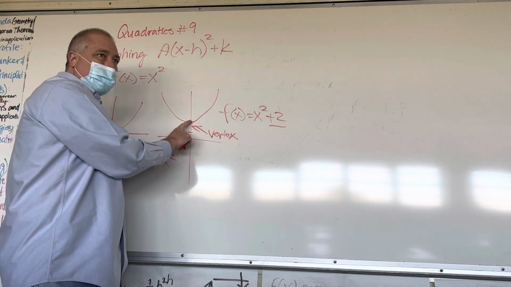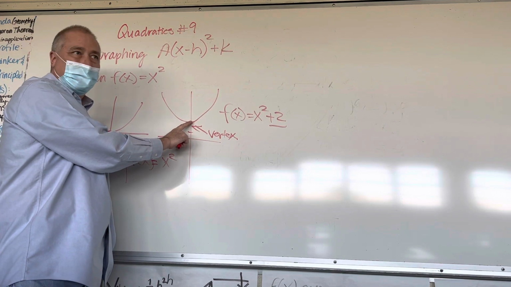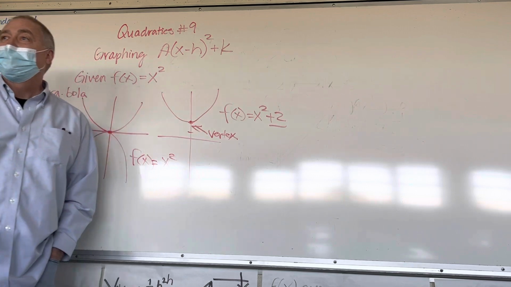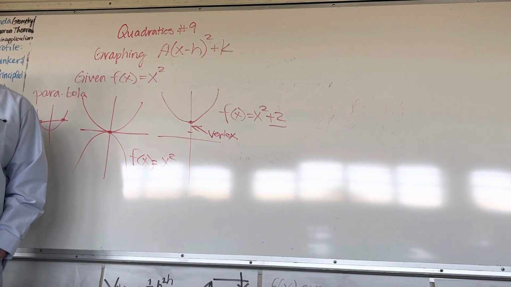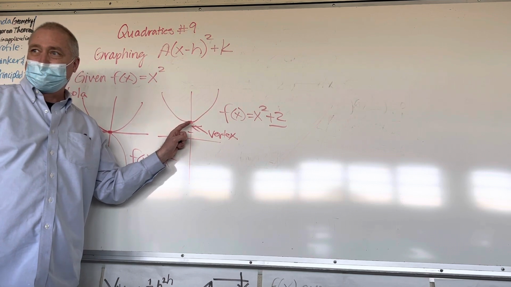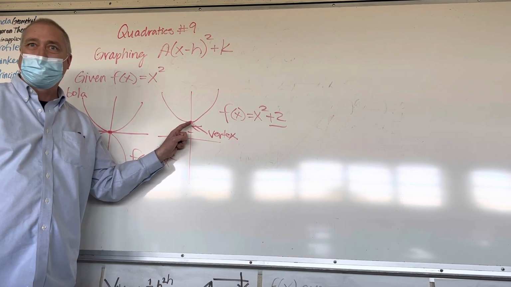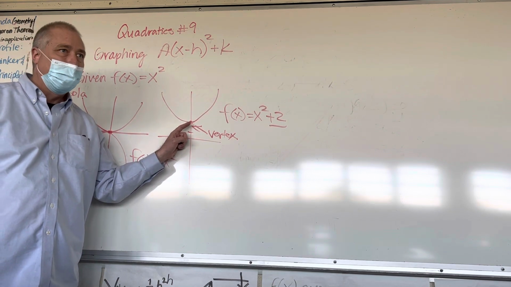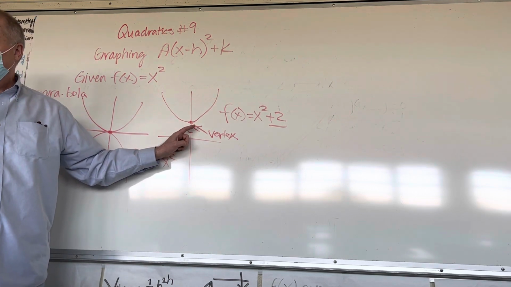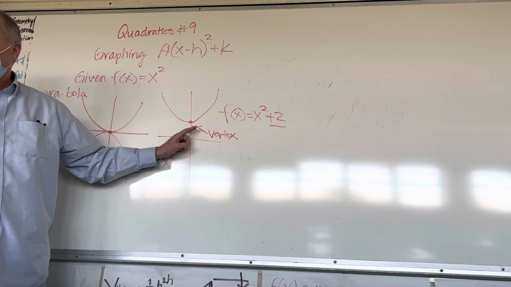What's the root here? No, because the root is where it's crossing the x-axis. Where is this parabola crossing the x-axis? Yeah, your head's shaking like this. Nowhere. It doesn't have any real roots. It's not crossing the x-axis.